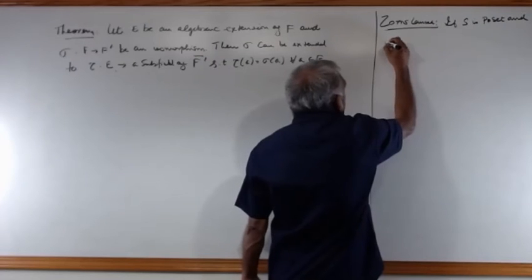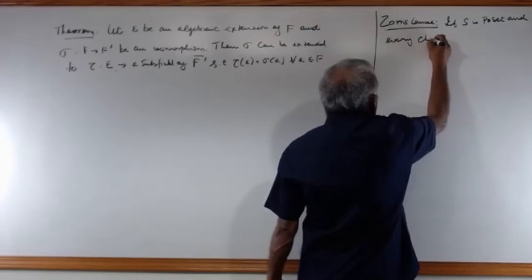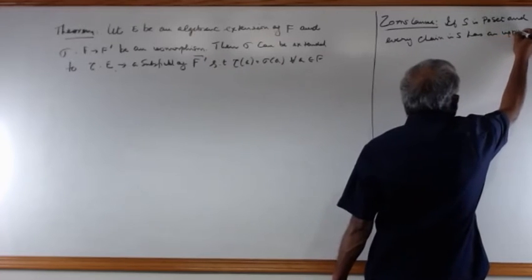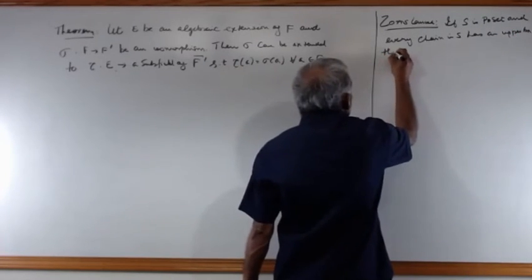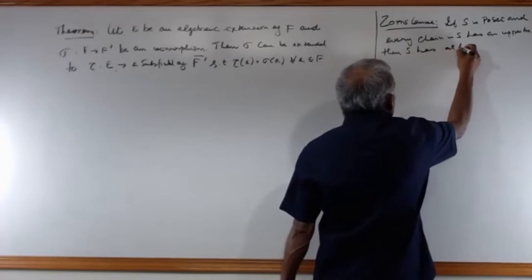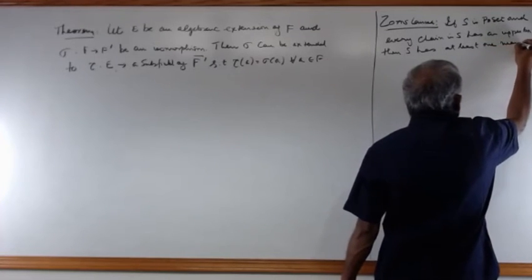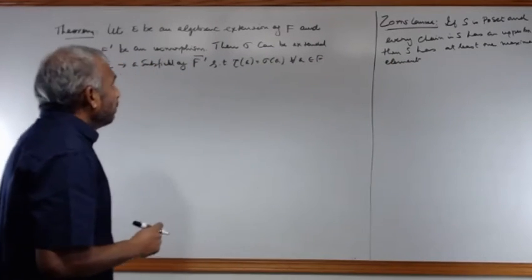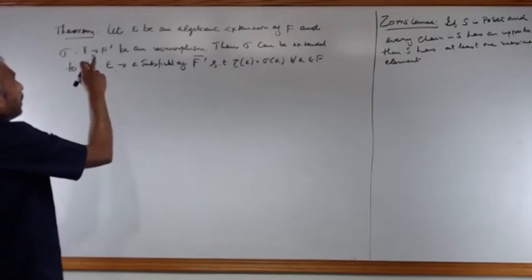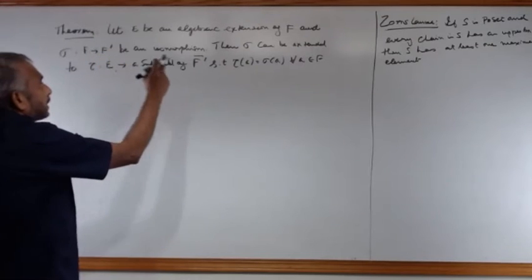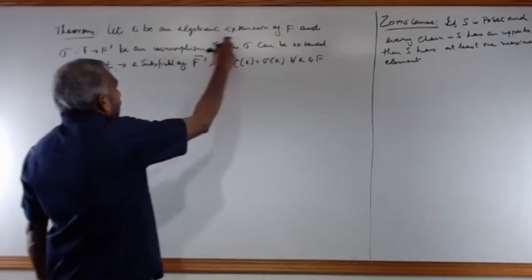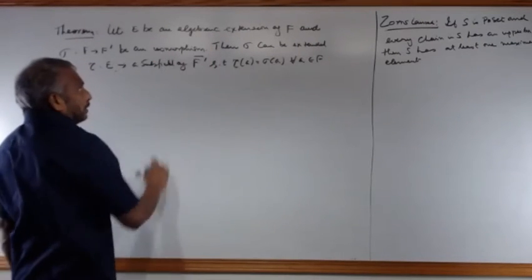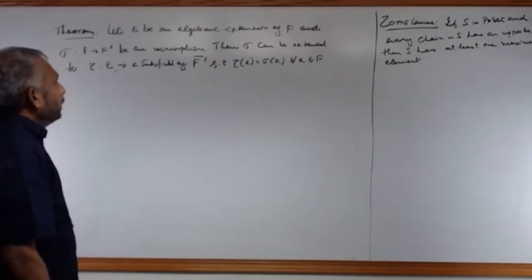and every chain in S has an upper bound, then S has at least one maximal element. The reason why we are going to use Zorn's lemma in this situation is that we are not sure whether E is a finite extension of F or not. If it's a finite extension of F, we don't need this lemma. So algebraic extension does not imply that it is finite, but finite extension implies algebraic.